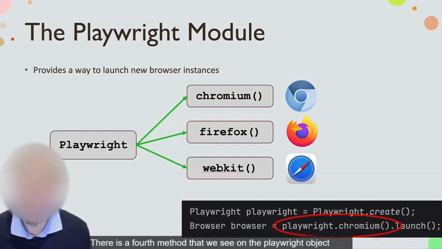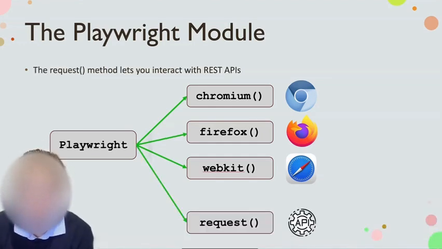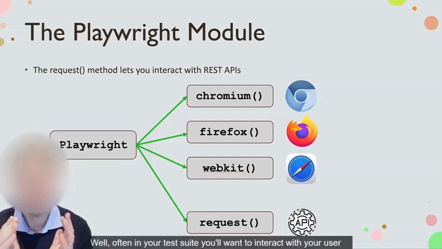There is a fourth method that we see on the Playwright object called request. This is really cool. This enables you to, in your same test, interact with an API endpoint. Why would you want to do that?